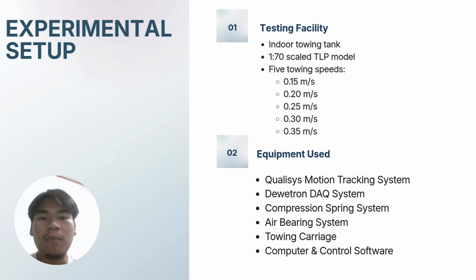So for the experimental setup, the testing facility is the indoor towing tank. We use 5 towing speeds, which is 0.15 until 0.35. The equipment we use is the Qualisys motion tracking system, Dewetron DAQ system, compression spring system, air bearing system, towing carriage, and lastly, computer and control software.